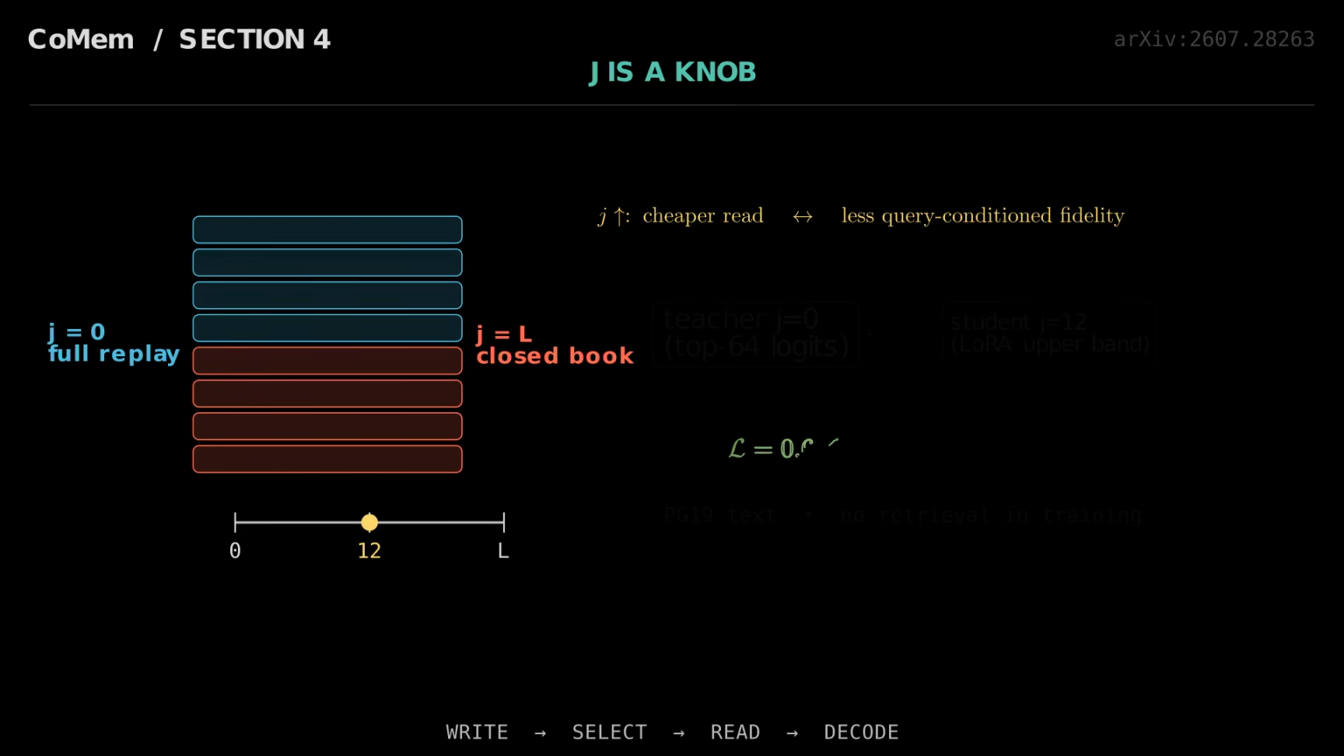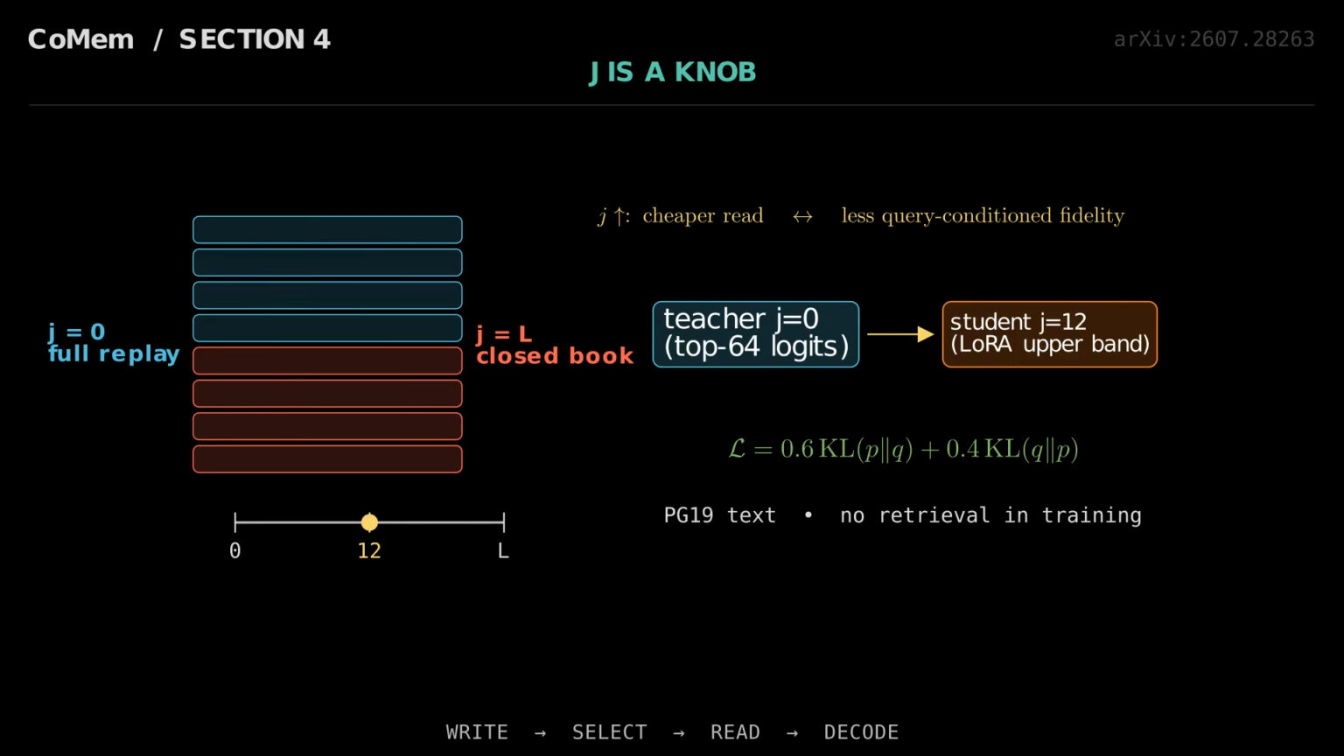At j equals 0, CoMem is selective full replay. At j equals L, it is closed book. Deeper splits make the read cheaper, but commit more query-blind computation. To move the usable point to 12 of 36 layers, the paper trains a rank 32 LoRA only in the upper band. A frozen j equals 0 teacher supplies its top 64 logits, and the student minimizes 0.6 Kullback-Leibler p to q plus 0.4 Kullback-Leibler q to p.